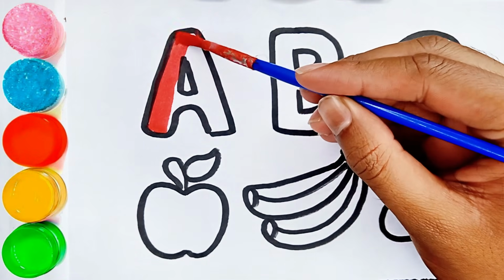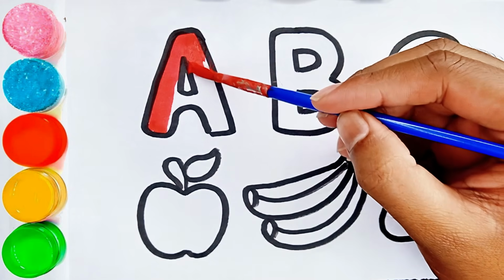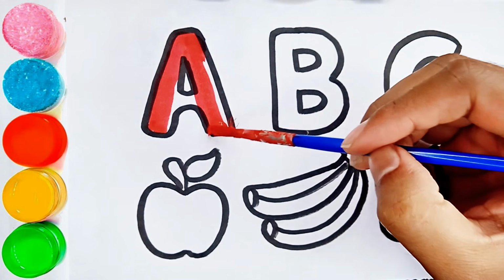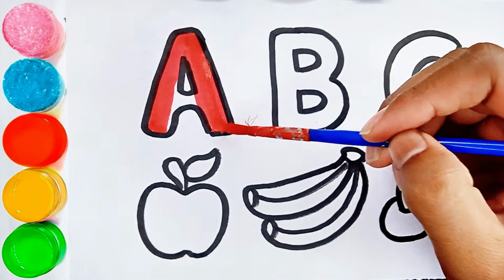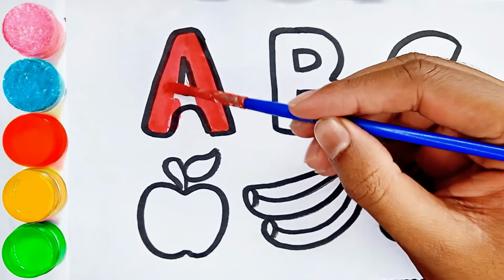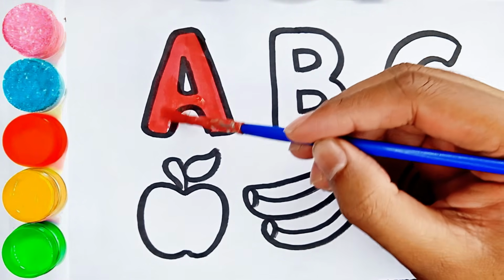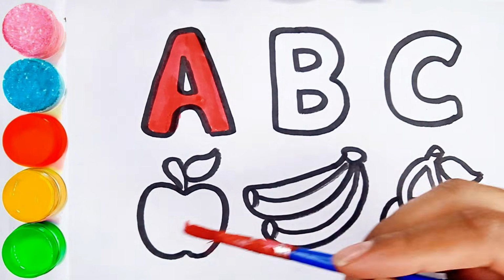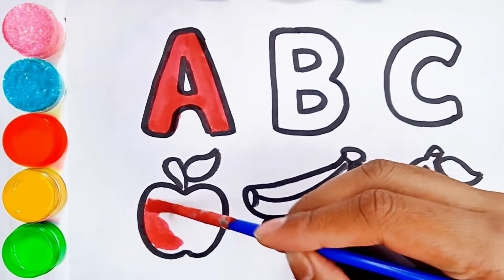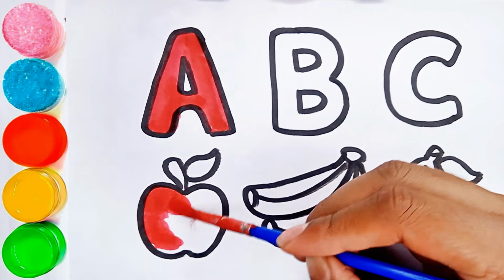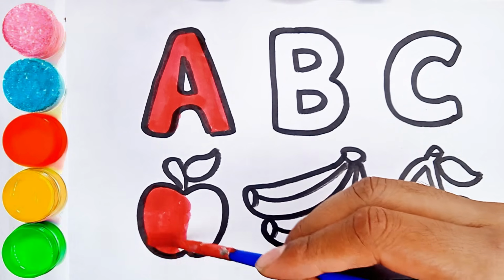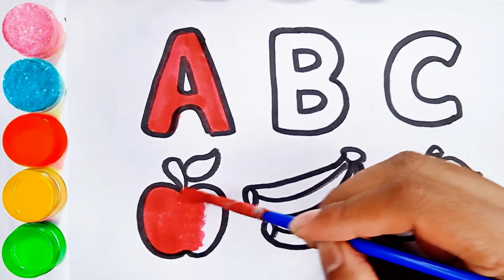Today let's learn how to draw alphabet. Let's start with color. Now I am drawing letter A. I am using red color now. Now I am coloring apple. A. A is for apple.